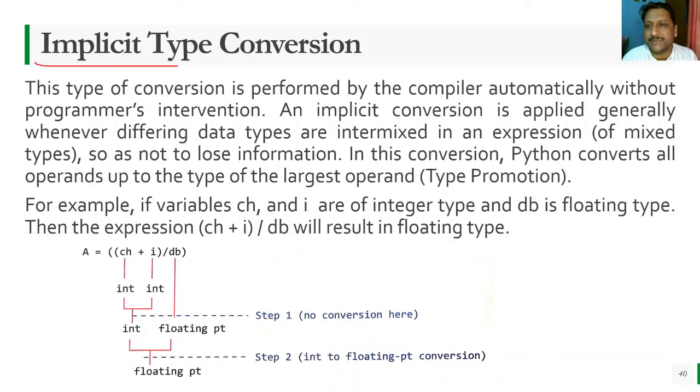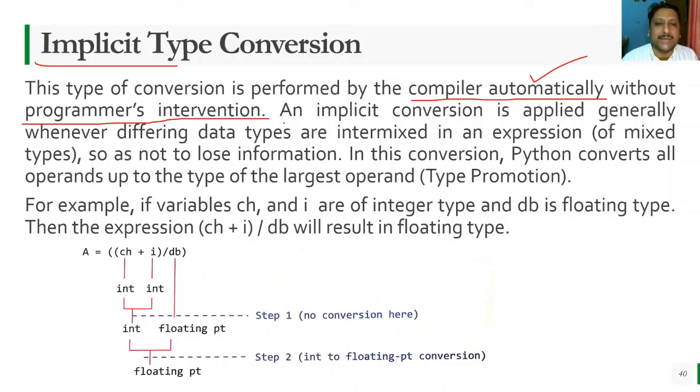First is implicit type conversion. This type of conversion is performed by the compiler automatically without the programmer's intervention. So we need not worry about how the computer is doing it. We just put the expression, whatever we need. We mix different types of data, there is no harm, and everything will be done automatically by the Python compiler, by the Python language. Okay, by the compiler or the interpreter.